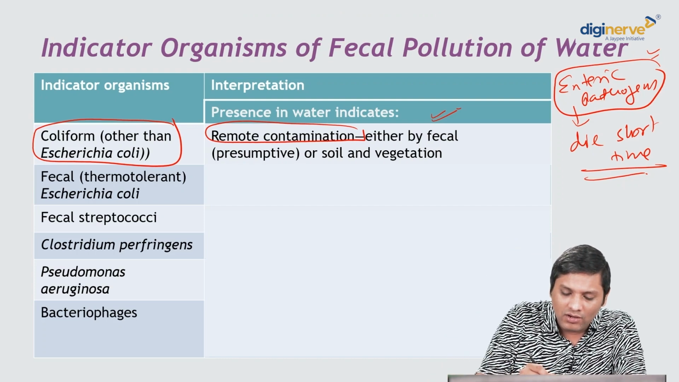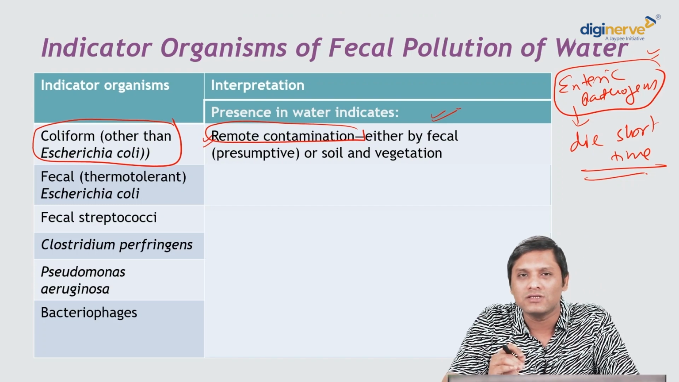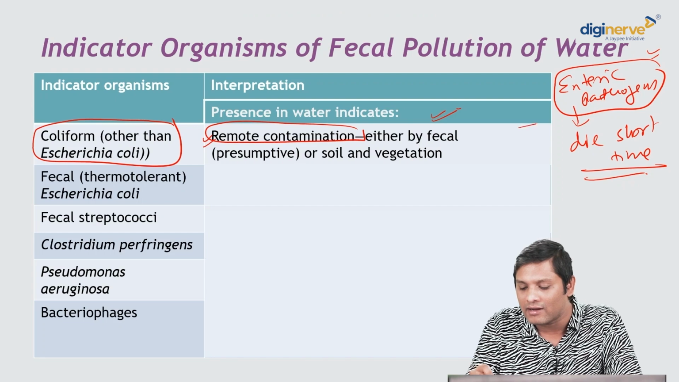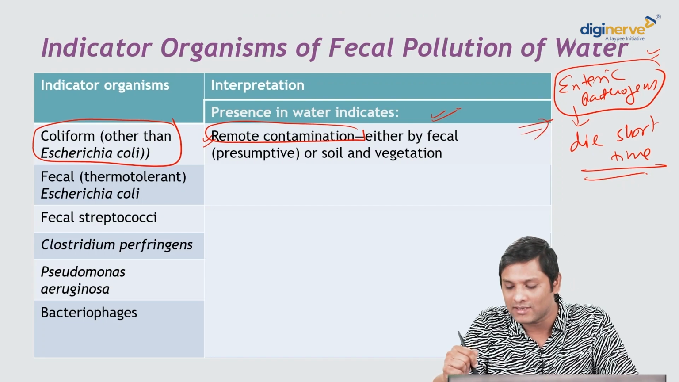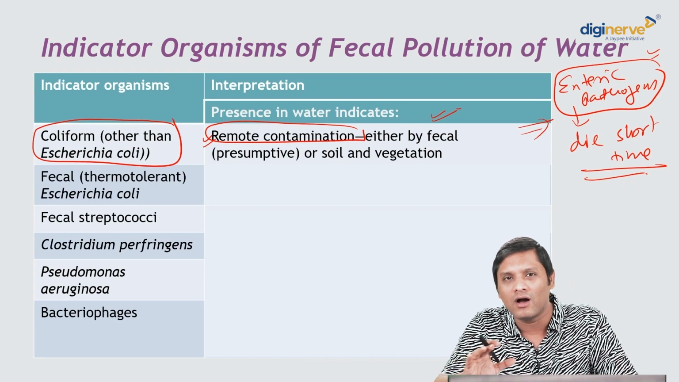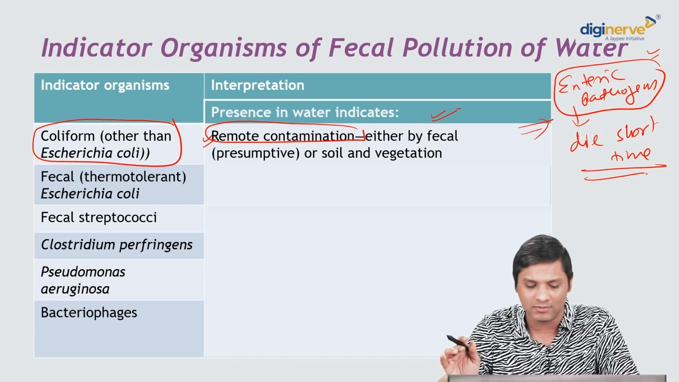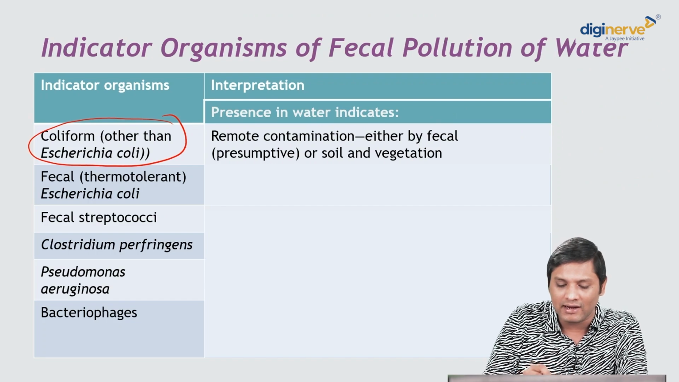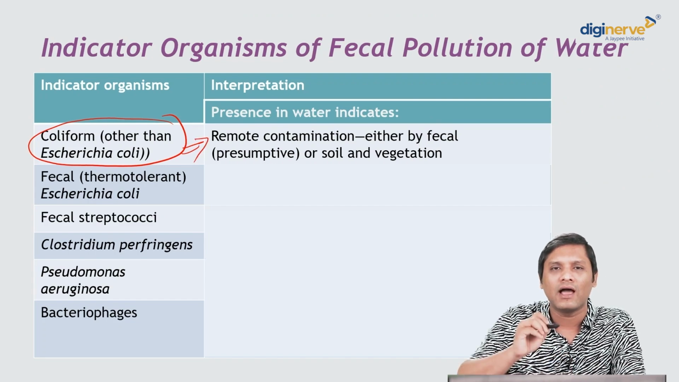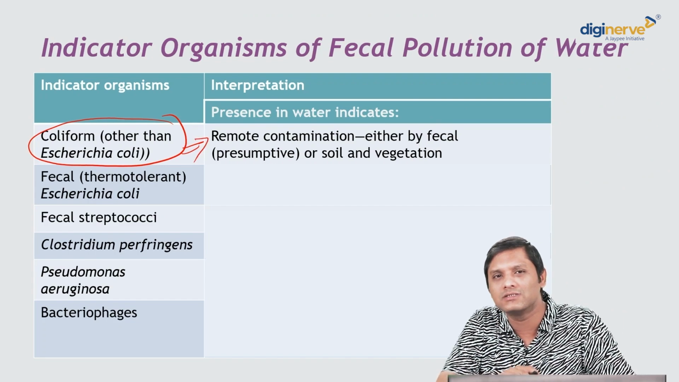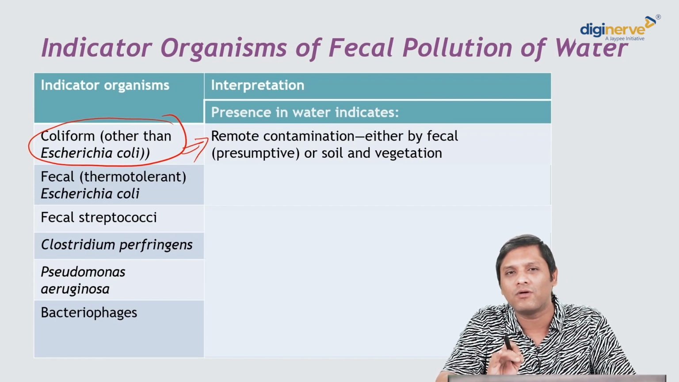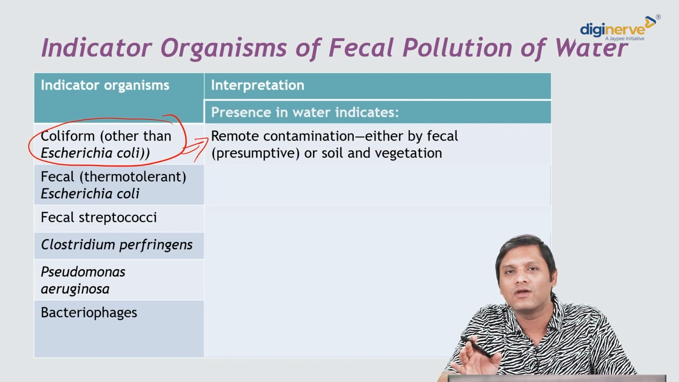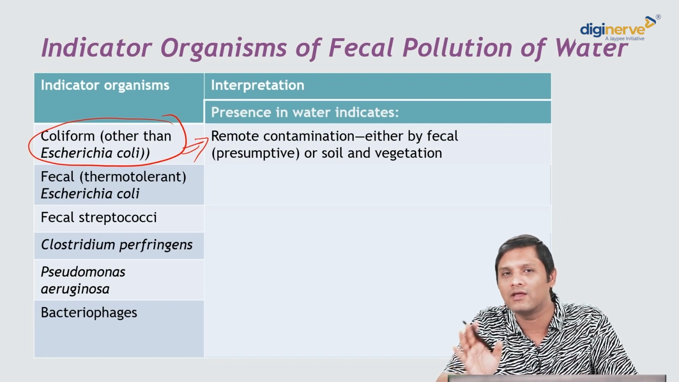Therefore, remote contamination of the water is not very important, because it will not say that the enteric pathogens are present, because enteric pathogens will usually die off in a shorter period of time. Therefore, detection of coliform other than Escherichia coli indicates remote contamination, and it is not a very important factor, because it cannot confirm fecal contamination due to enteric pathogens.